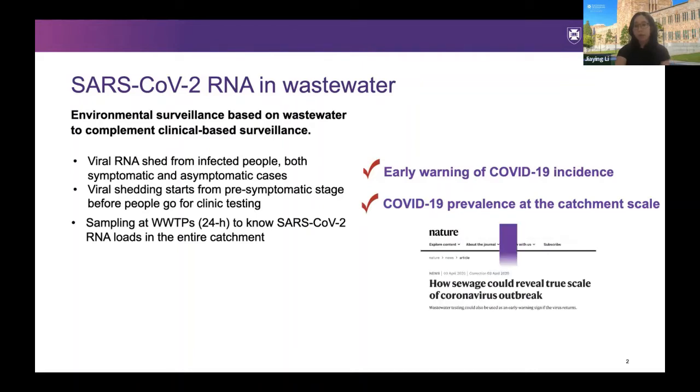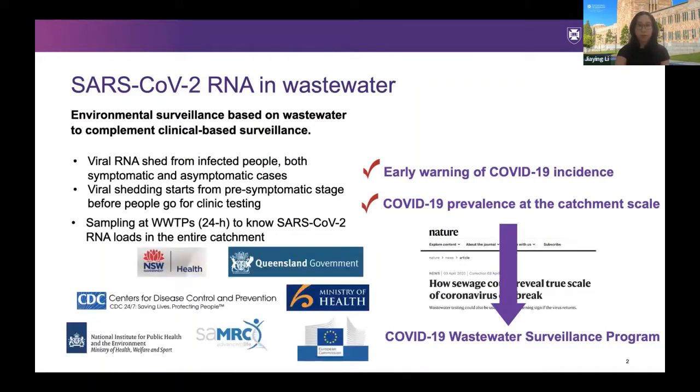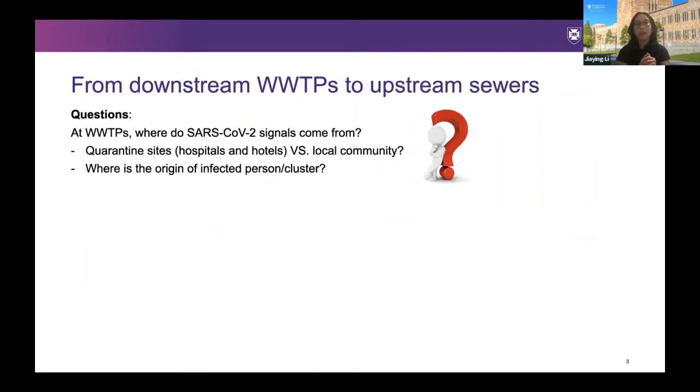In the past 2 years, the COVID-19 wastewater surveillance program has been developed and implemented in Australia and around the world. When we were designing and developing the program, we encountered many questions and challenges. One of the important questions we are facing is: when we detect positive signals at the wastewater treatment plant, where did it come from? Is it from a quarantine site where infected people are under quarantine, like quarantine hotels and quarantine hospitals, or is it from the local community, which indicates potential community transmission? And if it is from the local community, where is the origin of the infected people and infected cluster? This information is important to help the local public health unit make a rapid response.